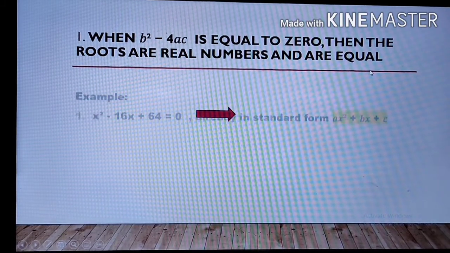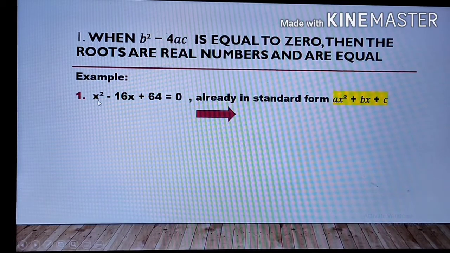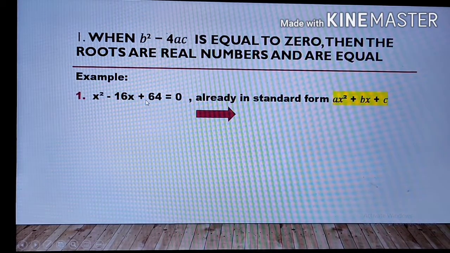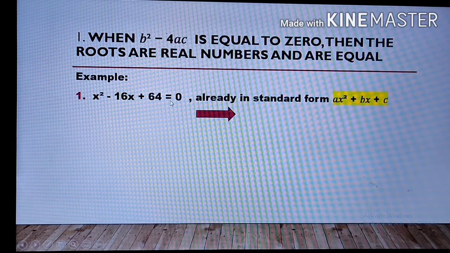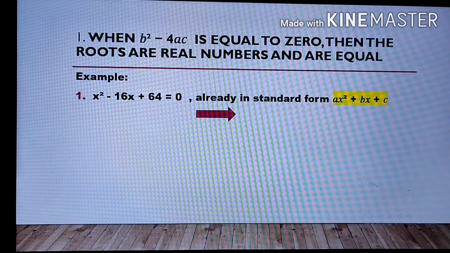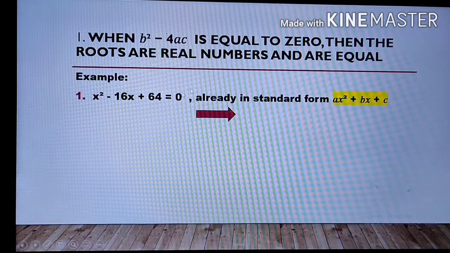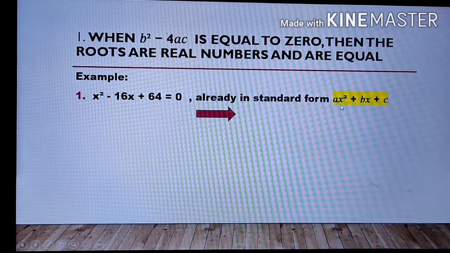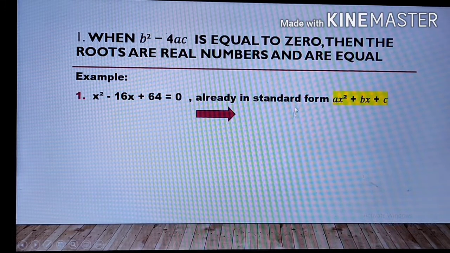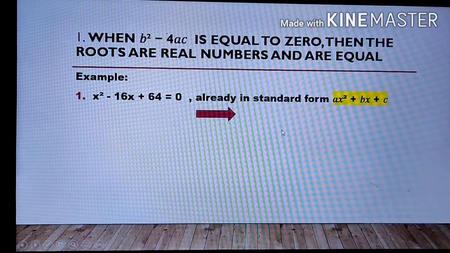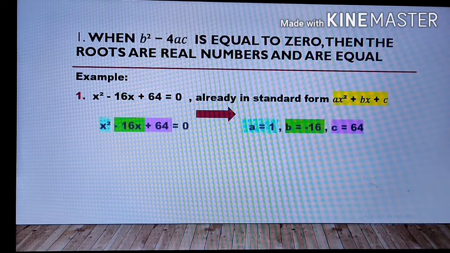So, example number 1. Example, x squared minus 16x plus 64 is equal to 0. So, titingnan mo muna if ang given quadratic equation is nasa standard form na ba. If hindi pa siya naka-standard form, ita-transform mo siya to standard form. But if nasa standard form na siya, hindi na kailangan. So, the given equation here is already in standard form, ax squared plus bx plus c. So, no need mo na siyang i-transform pa.